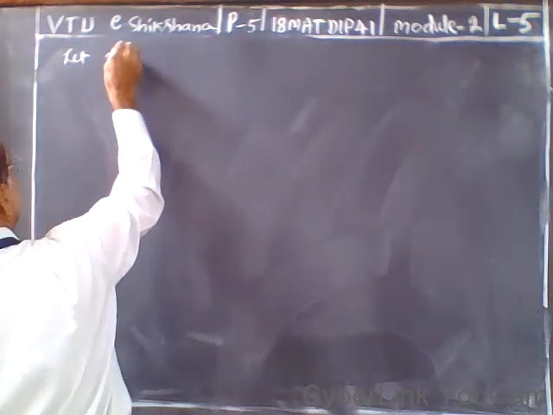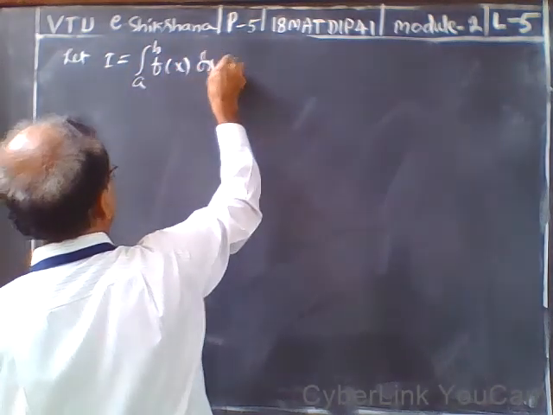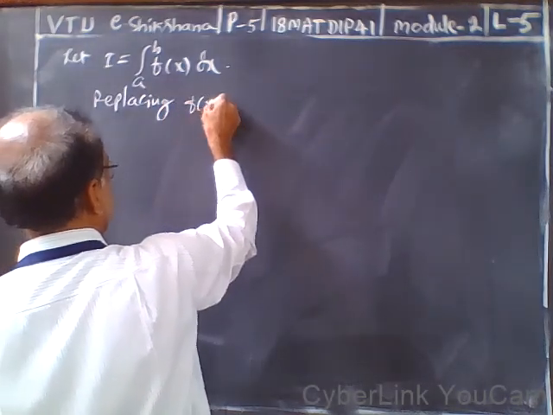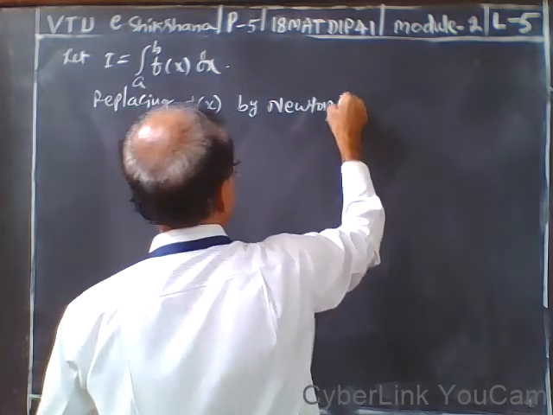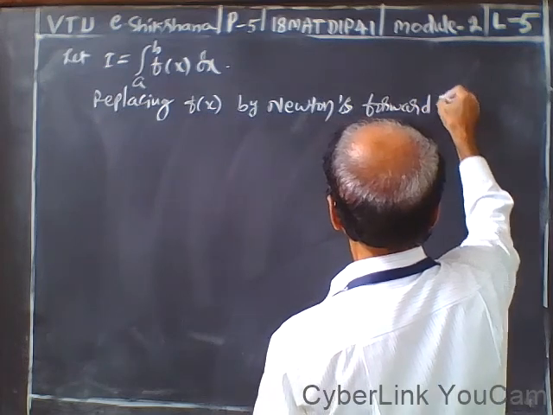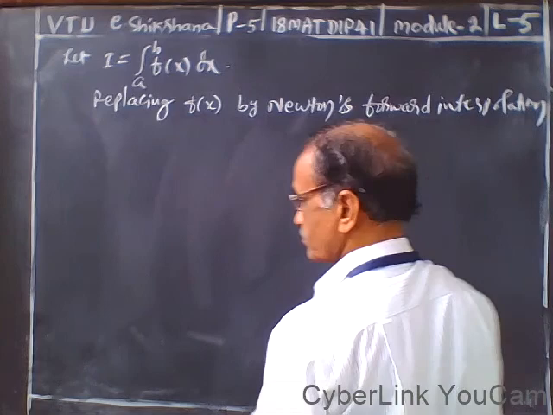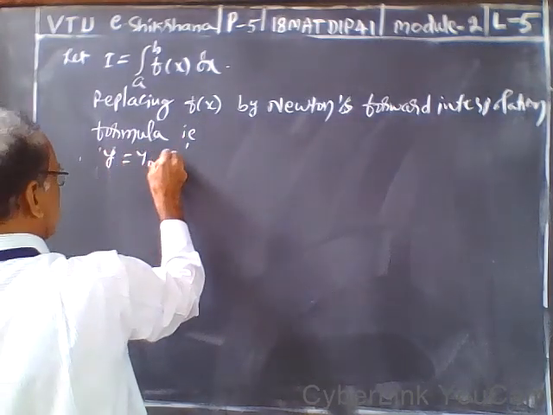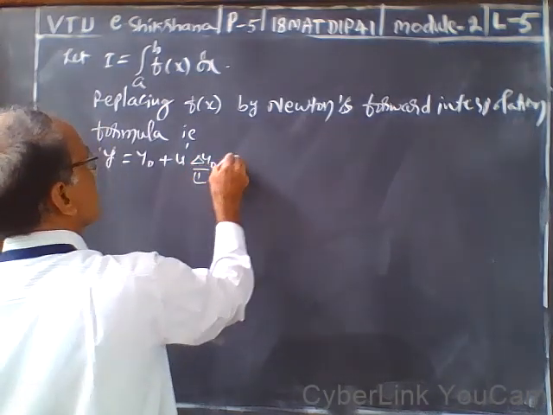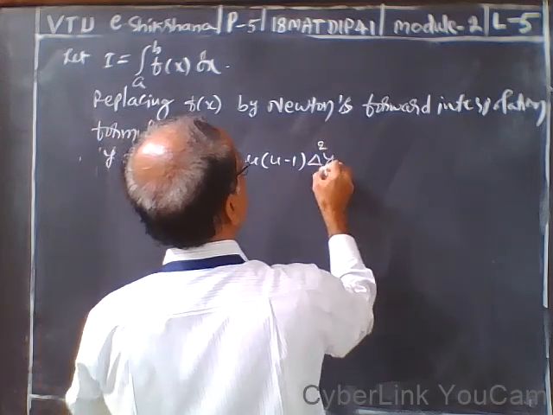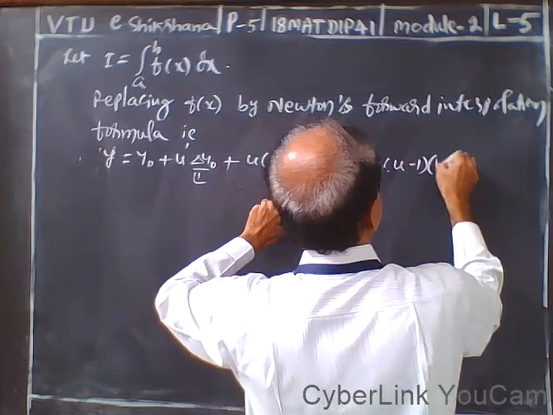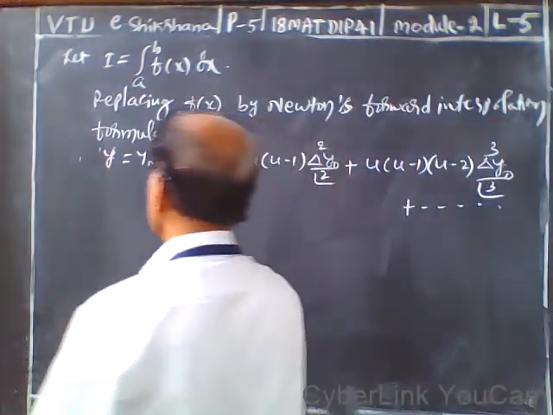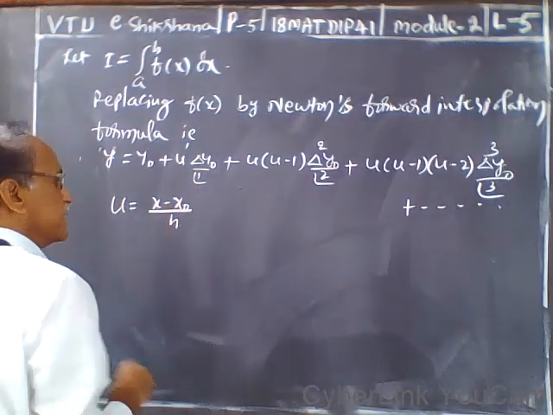So let I equal to the integral from a to b of f of x dx, replacing f of x by Newton's forward interpolation formula. Newton's forward interpolation formula, that is y equals y naught plus u into delta y naught by 1 factorial plus u into u minus 1 delta 2 y naught by 2 factorial plus u into u minus 1, u minus 2 delta 3 y naught plus so on. Here u takes the value x minus x naught by h.